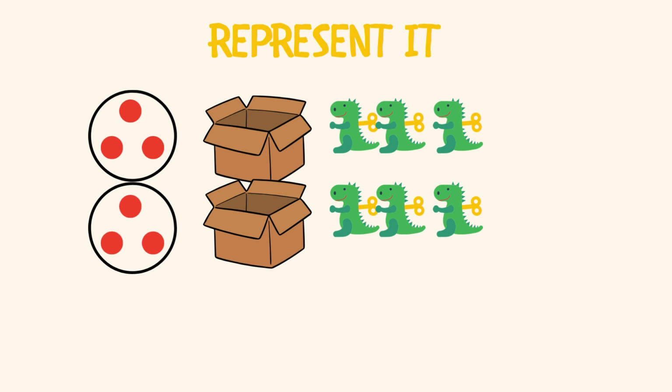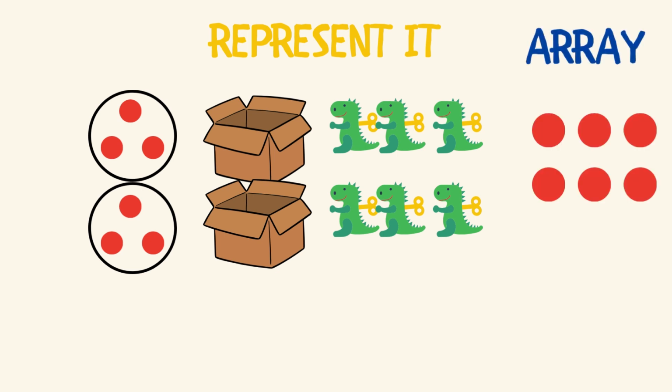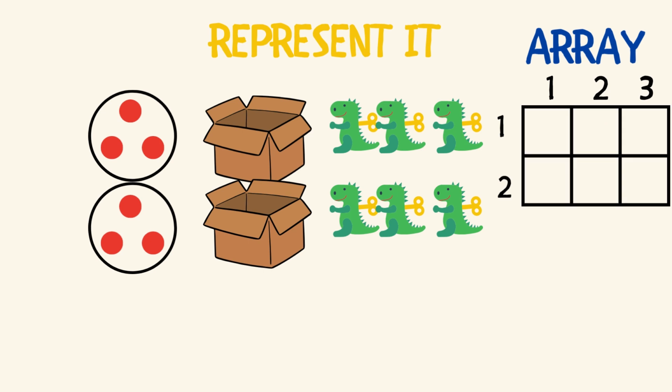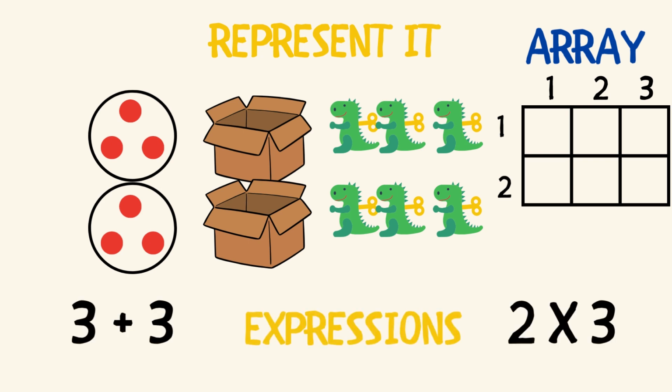Another way to represent this is through using an array with rows and columns. For this example, I can use the rows to represent the 2 groups, and the columns to represent the 3 toys in each box. This array can be drawn using any symbol I like. I use dots, but it can also be a star or an X. Another model to represent this situation is the tiled array. Each box in this array represents 1 item or toy in this example. Notice that all of these representations are of the expressions 3 plus 3 or 2 times 3.